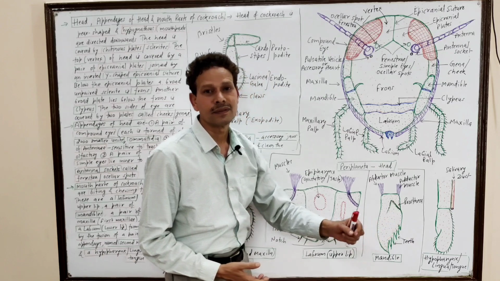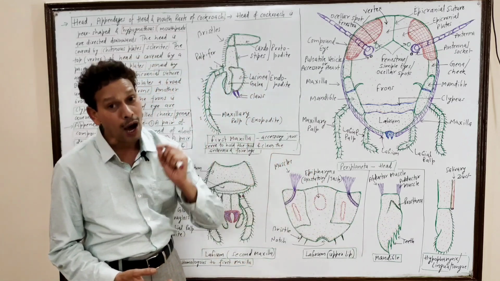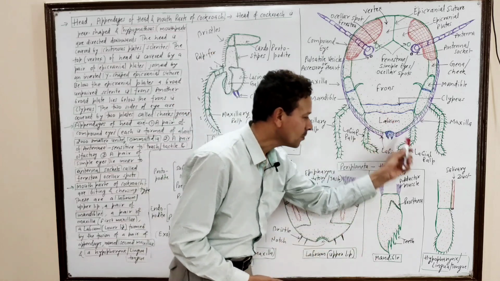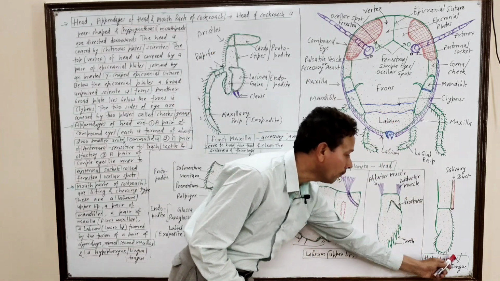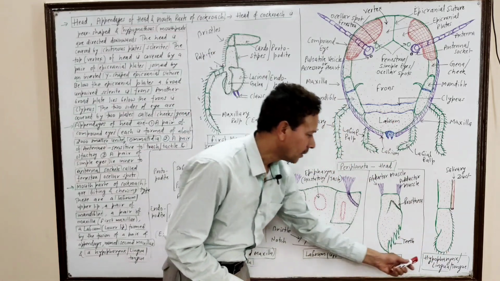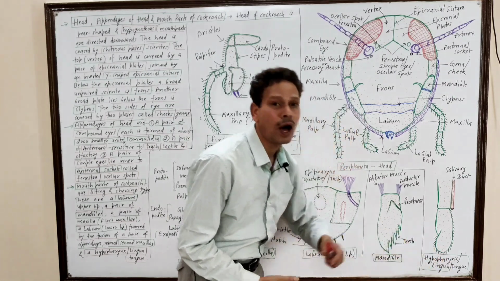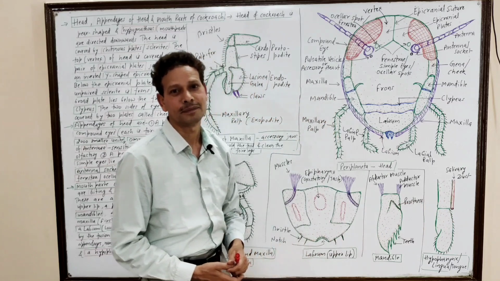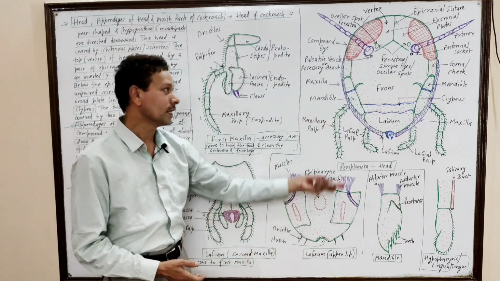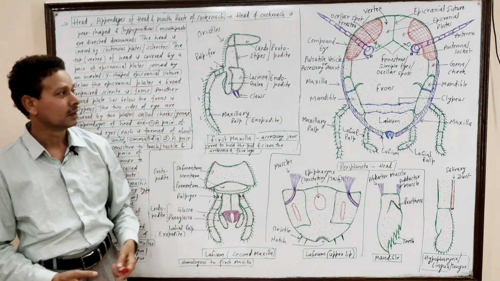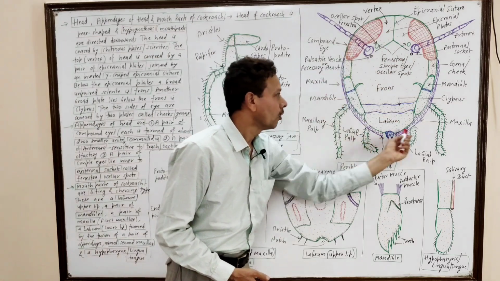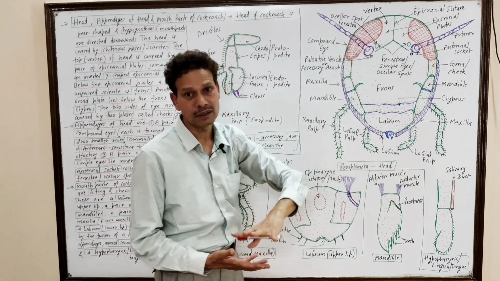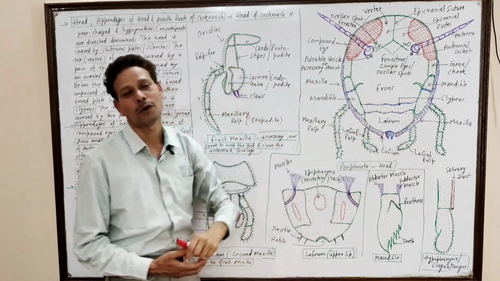As well as in cockroach mouth parts, a small tongue-like structure, this one is hypopharynx, and this tongue-like structure is lingua. It possesses salivary duct. Dear students, this is all about head of cockroach, appendages of head and mouth parts of cockroach.